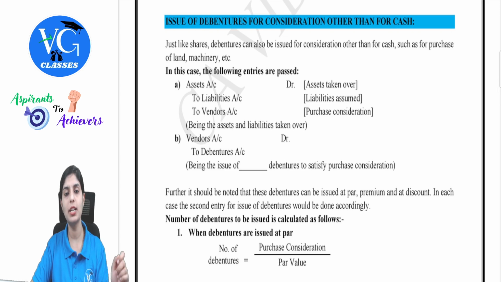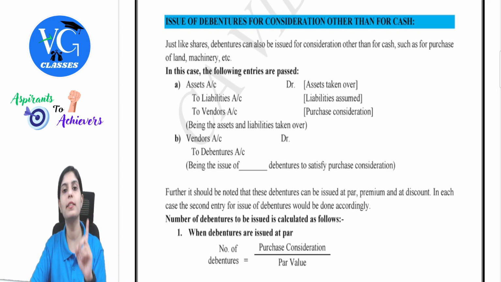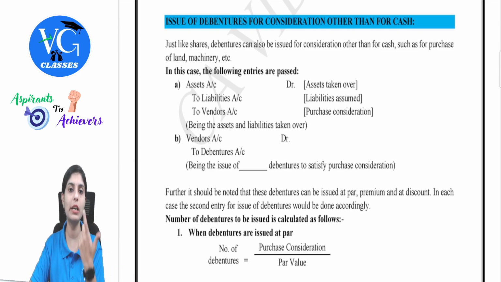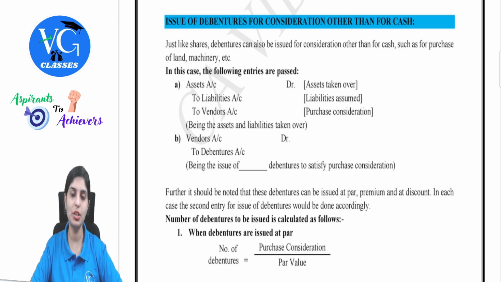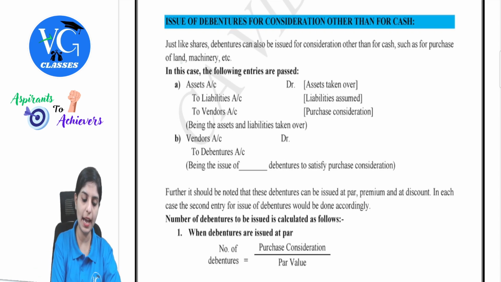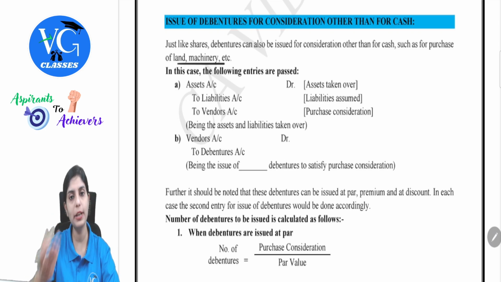Next, issue of debentures for consideration other than cash. See, likewise in shares, we also understood it there. Debentures can be issued for cash or for consideration other than cash. Issued for cash, we understood what the structures could be, whether a lump sum or in installments. Now, this is the situation when it is for a consideration other than cash. So just like shares, debentures can also be issued for consideration other than cash, such as for purchase of land, machinery, etc. It could be any arrangement where instead of paying cash, we are just issuing debentures.